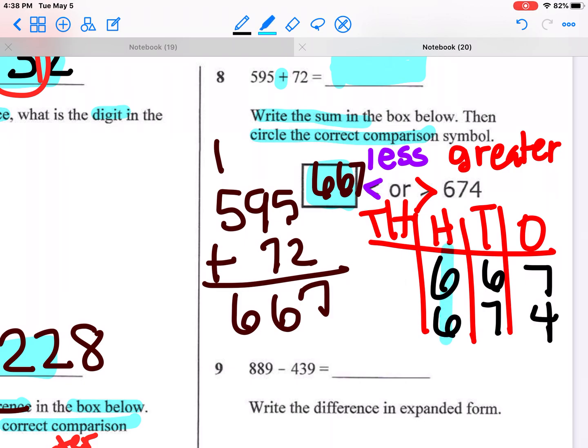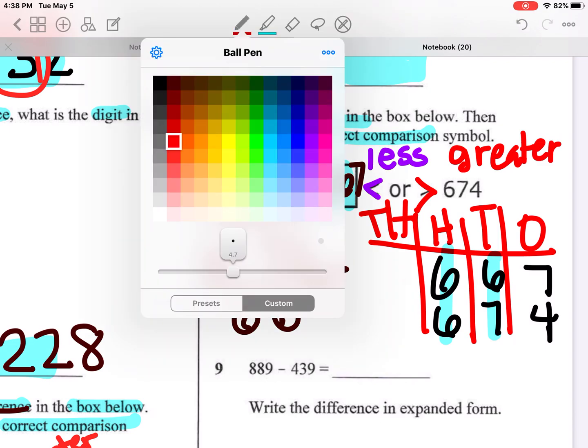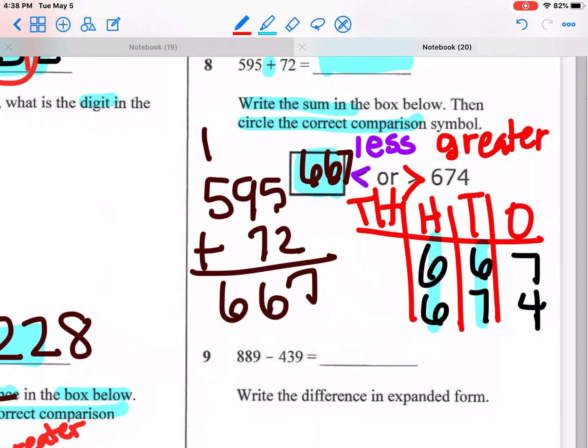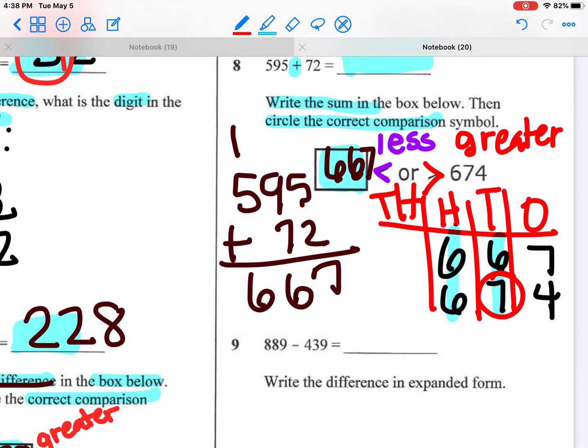No, because they are the same. Can I compare these two numbers? Yes. Which one is less? Which one is greater? And I know that 7 is greater. Right here. 7 is greater. Right? So that means that the sum is less. The sum is less.